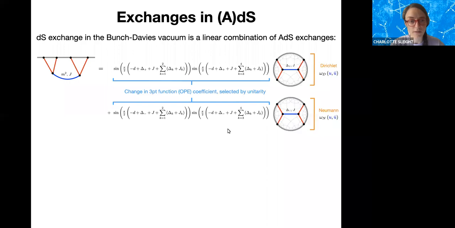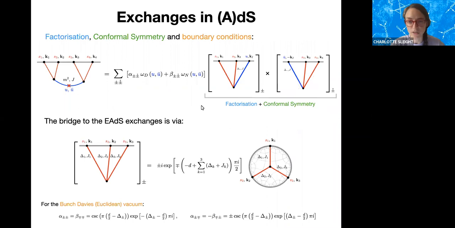So to derive this identity, all you have to do is go back to our expression that we just derived for the de Sitter exchange in the Bunch-Davies vacuum, for these values of alpha and beta here. And you recall that three-point contact diagrams on a particular branch of the in-in contour are given by the AdS counterpart multiplied by a constant phase, the identity that we established when considering contact diagrams. And it's this identity which is the critical bridge to exchanges in anti-de Sitter space.